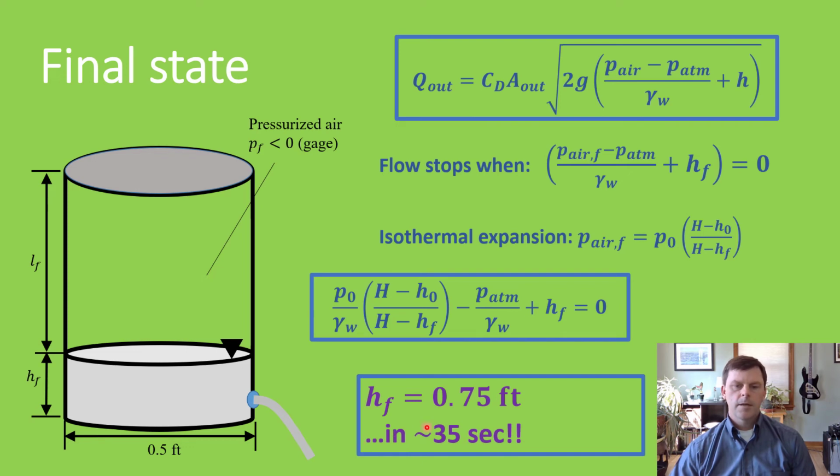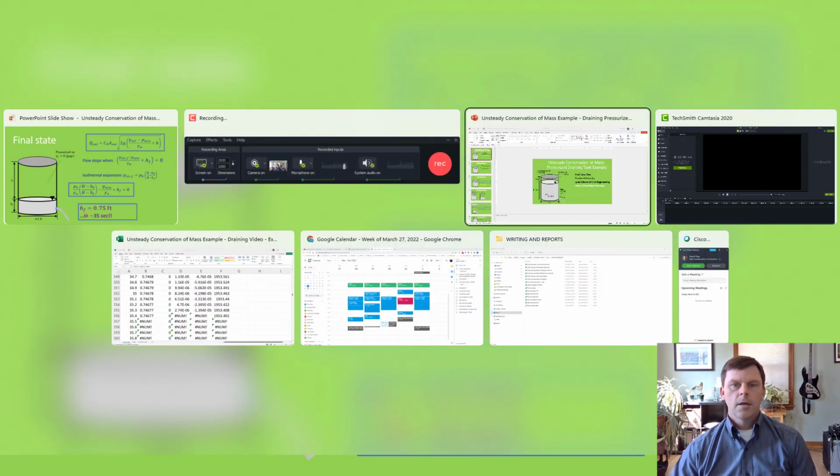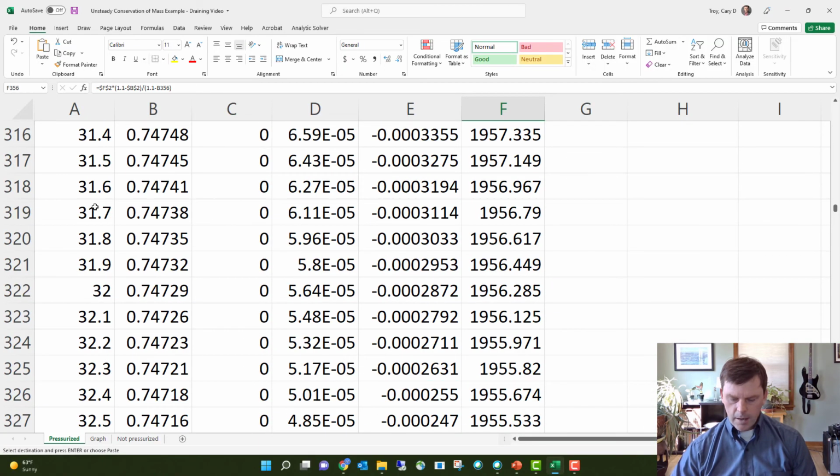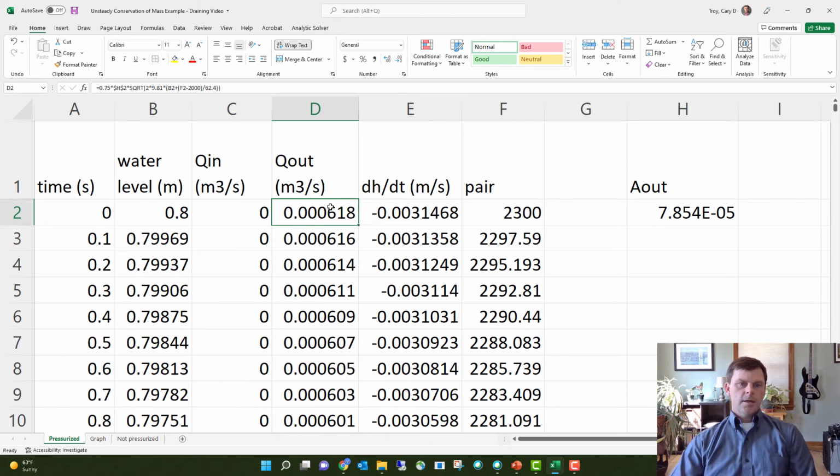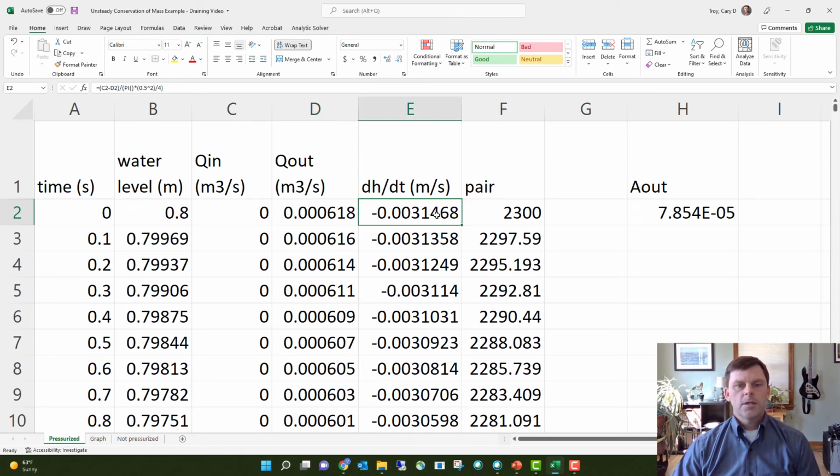And just to back up a bit as to how you would do the spreadsheet calculation, it would look something like this, where you have essentially columns for time. You have your initial water level here, 0.8. No inflow. The outflow is given by your discharge coefficient times the square root of 2g times the pressure term plus the elevation term. That's coded up into here. And from that, you can infer dH/dt, the rate of change of the water surface elevation, which is basically Q in minus Q out divided by the area of the container, which is a half-foot diameter container.